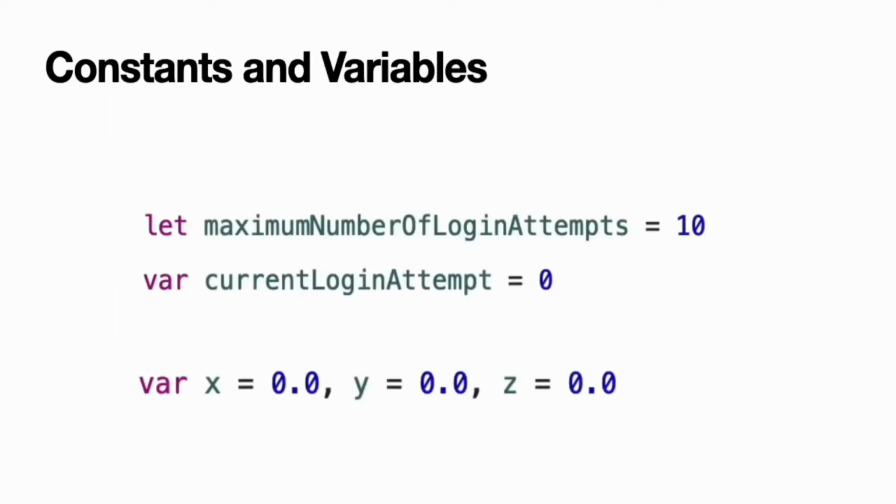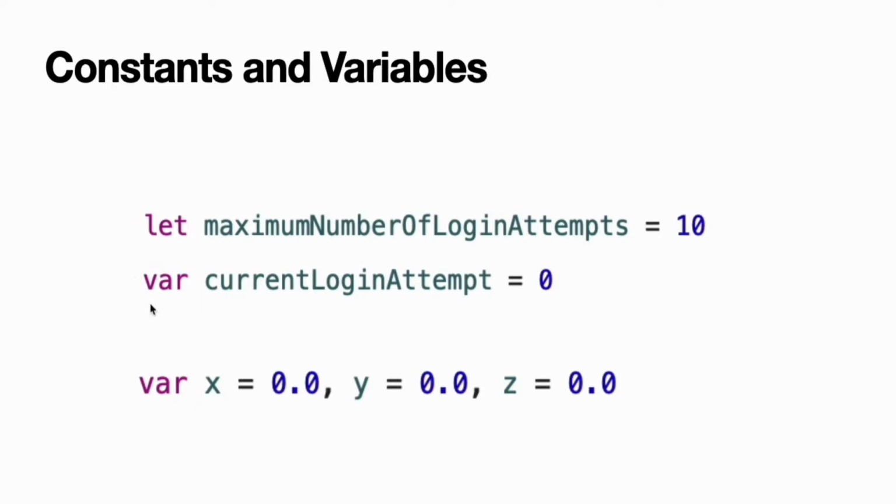Constants and variables associate a name, such as maximumNumberOfLoginAttempts or welcomeMessage, with a value of a particular type, such as the number 10 or the string "hello". The value of a constant cannot be changed once it is set, whereas a variable can be set to a different value in the future. Declaring constants and variables. Constants and variables must be declared before they are used. You declare constants with the let keyword and variables with the var keyword.